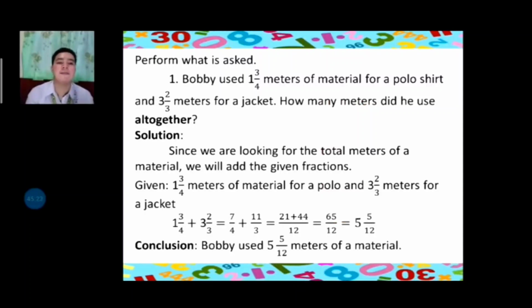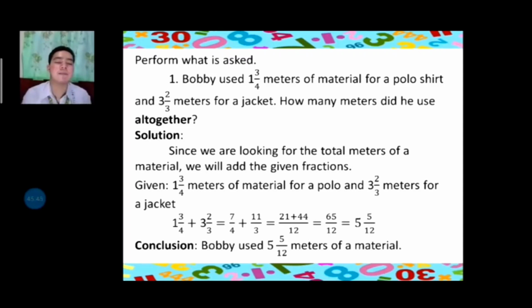Now let's have this problem. So perform what is asked. Number 1, Bobby used 1 and 3/4 meters of material for a polo shirt and 3 and 2/3 meters for a jacket. How many meters did he use altogether?